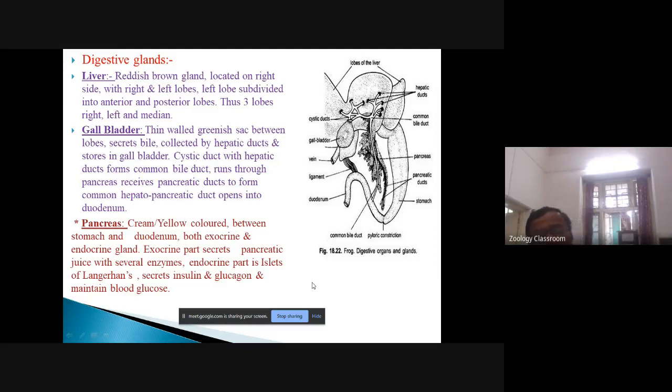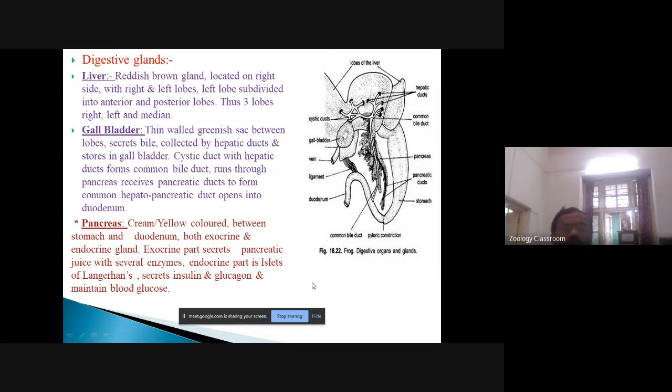What is the role of the islets of Langerhans? As it consists of three types of cells, that is alpha, beta, and delta cells. Alpha cells secrete insulin. Beta cells secrete glucagon, and the delta cells secrete the somatostatin hormone. What is the role of insulin? You know, insulin decreases the glucose level in the body. That is, the blood glucose level is decreased with the help of insulin.